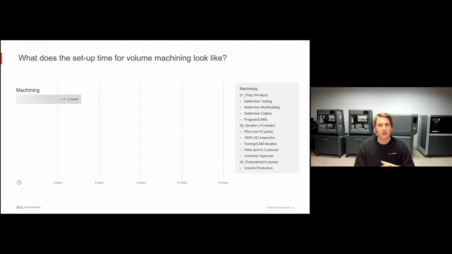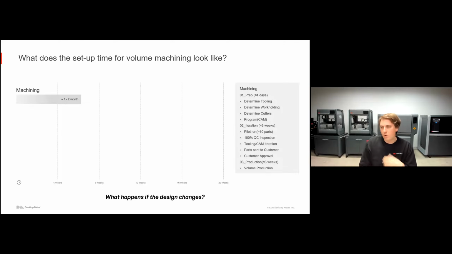What does that entail? It takes about 4 days to determine the tooling, work holding, and cutters. You have to do some CAM programming to ensure it's optimized and actually is going to cut the right geometry. Then there's quite a bit of iteration. Generally, they do a pilot run with 100% inspection. They're going to do some iteration on the tooling as well as that CAM programming to ensure they're getting the right geometries out. They're actually going to send these parts to the customer to get the customer approval, and then you're actually going to be able to begin volume production, usually after 3 to 6 weeks to start that production time.